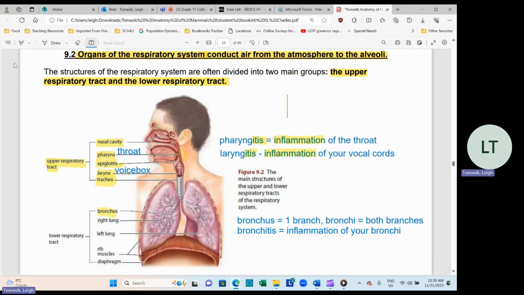right? So we're noticing a lot of the problems that we have with our respiratory system is really just inflammation. Okay, so each bronchus goes to a lung. You have your right lung and your left lung, and they're actually a little bit different. Your left lung has a little bit of a cutout, and that is, of course, where your heart is.